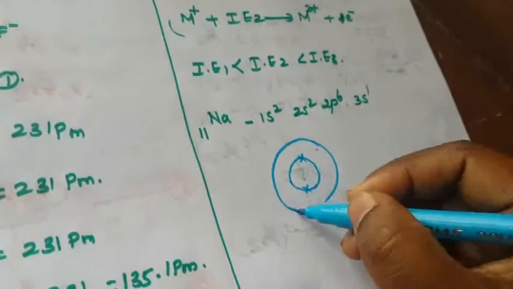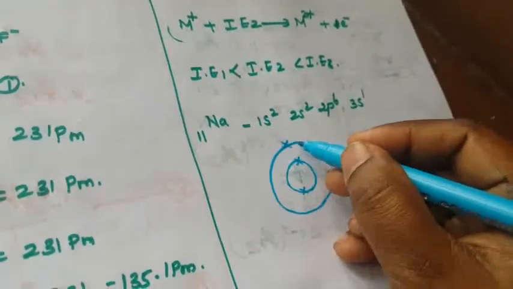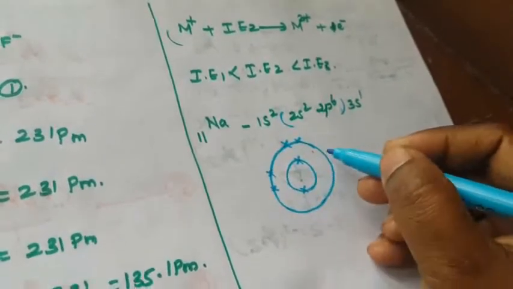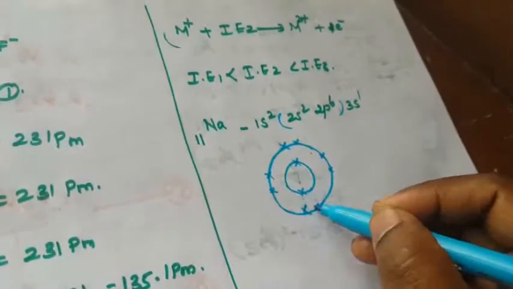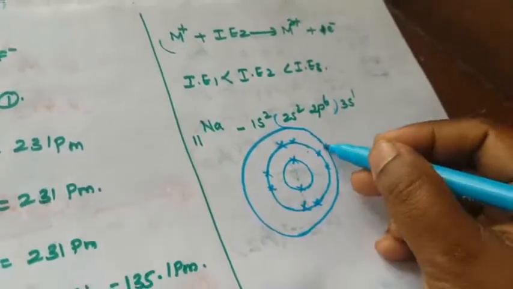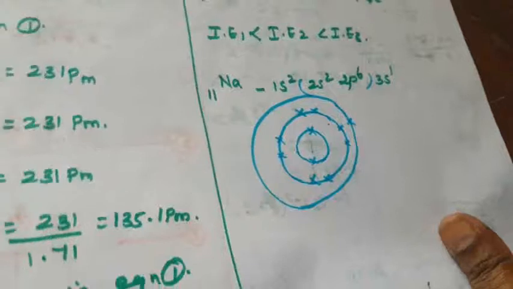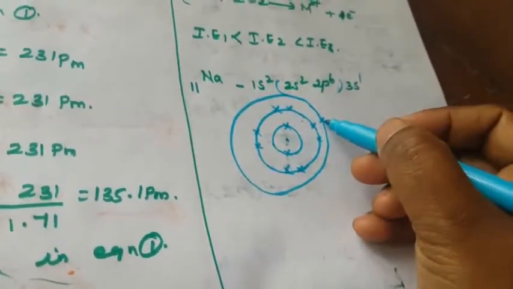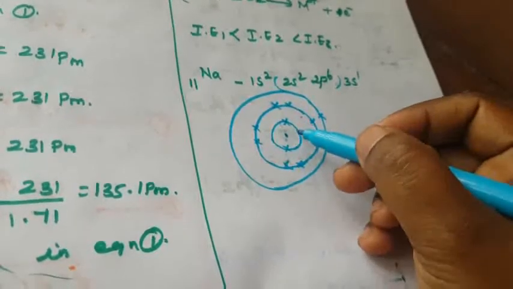K shell, L shell. How many electrons? That is 8 electrons, right? This is 8 electrons. Then again only 1 electron. Okay, this is the valence shell. So in the atom, this is the nucleus. This electron is very far from the nucleus, so it is loosely bound.